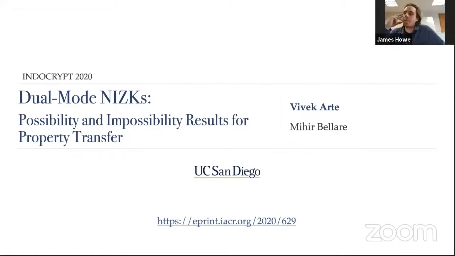So Vivek's staying with us to give a talk on dual mode NIZKs: possibility and impossibility results for property transfer. Okay, so hi again. Now I'm going to talk about dual mode proof systems and property transfer, and this is joint work with Mihir Bellare.